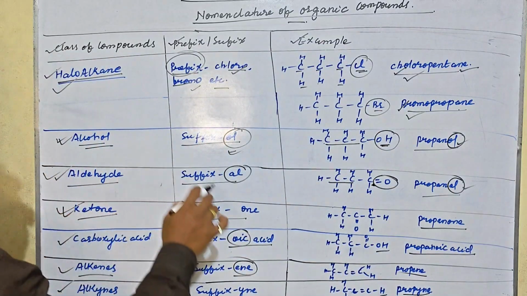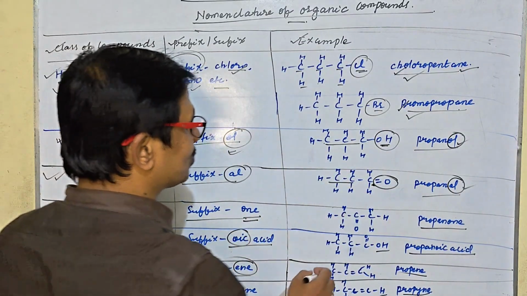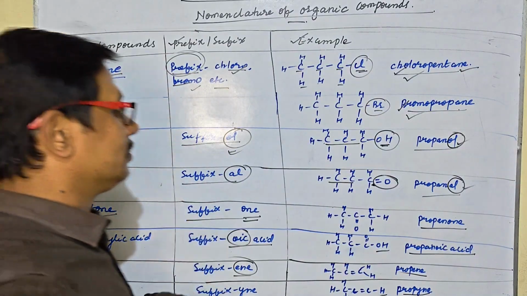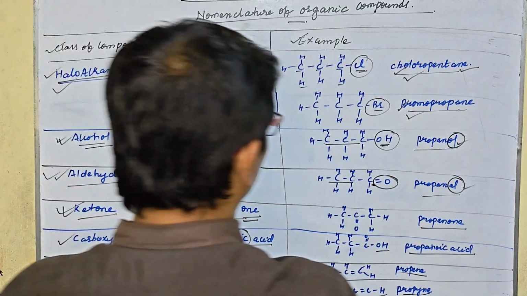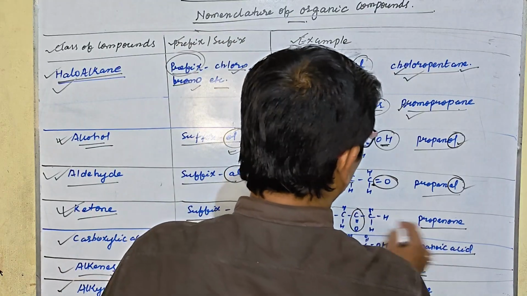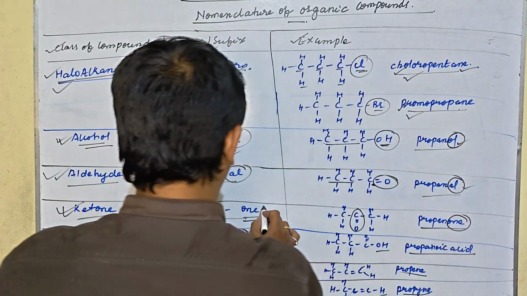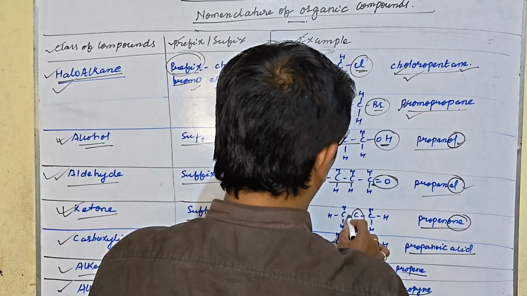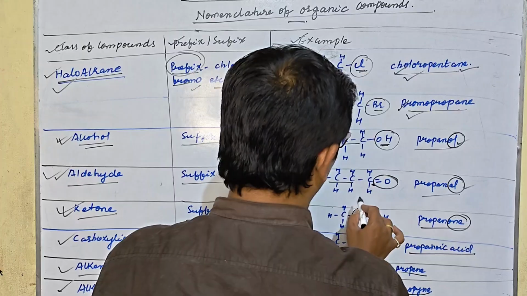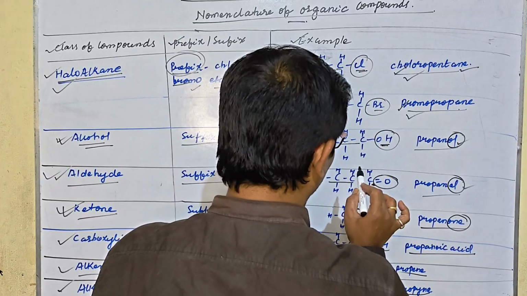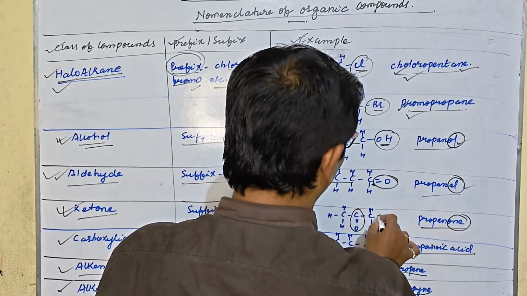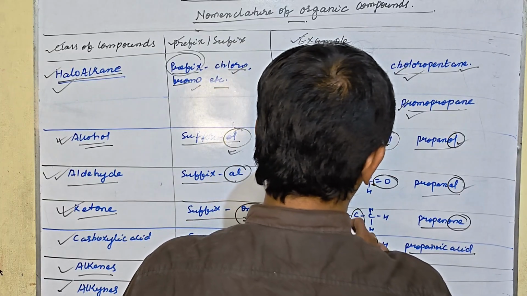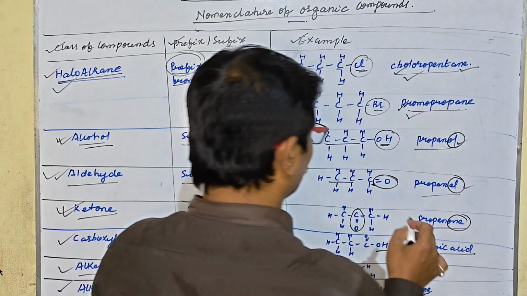Next one is the ketone. The suffix is one, and the functional group is C double bond O. So the example is propanone. The suffix is one. There is a carbon attached with the carbon chain, and the next carbon attached with the functional group C double bond O. After that, the branch chain of 3 carbon attached, meaning the total number of hydrogen is 6, and the C double bond O.